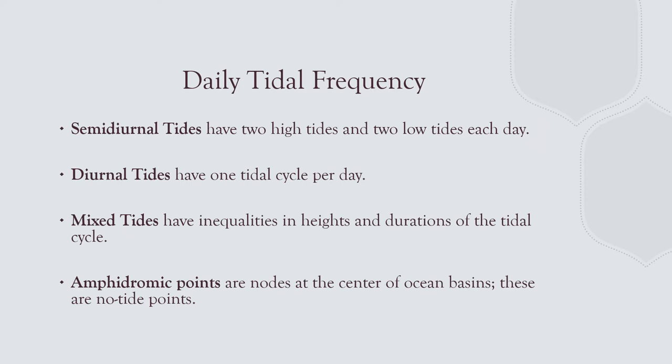We mentioned the semi-diurnal and diurnal, and then you have mixed tides. Now, a semi-diurnal is two highs and two lows every day, and they're approximately the same height. Diurnal, one high and one low a day. Mixed, usually you have two highs and two lows, but they're in different heights. And that tends to break down toward quarter moons. And we'll take a look at these tidal patterns in a moment. Amphidromic points are nodes in the center of the ocean basins.